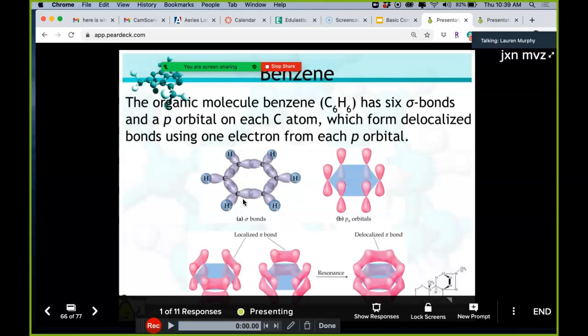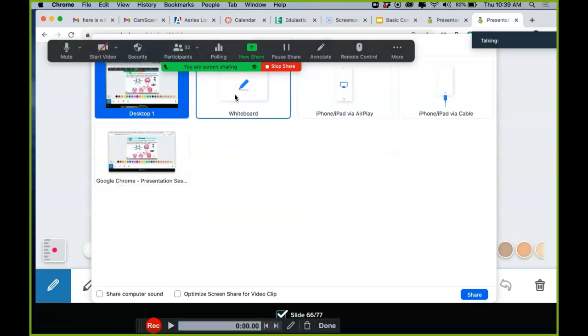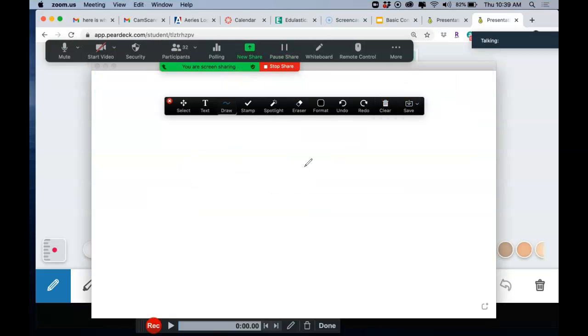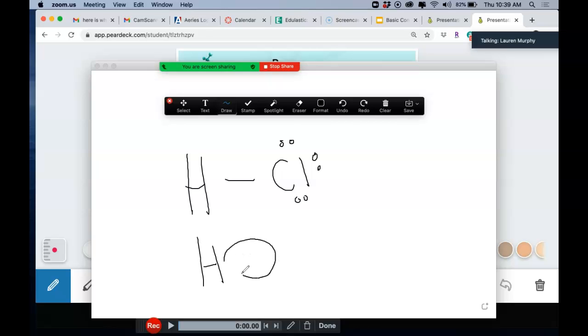Okay, again, I don't need you to know this in super detail, but that's where the pi bond concept comes from: the overlapping of the p orbitals instead of a direct overlap from s orbitals. So let's do a simple one. Hydrogen is 1s1, right? So it has an s orbital that has one electron in it. Chlorine is 1s2, 2s2, 2p5.